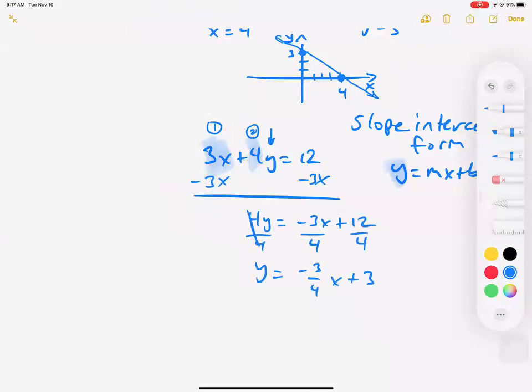If you want to raise your allowance, write this problem and go show your parents. Say, hey, Mom, look what I can do. They'll be like, wow, that's pretty impressive.